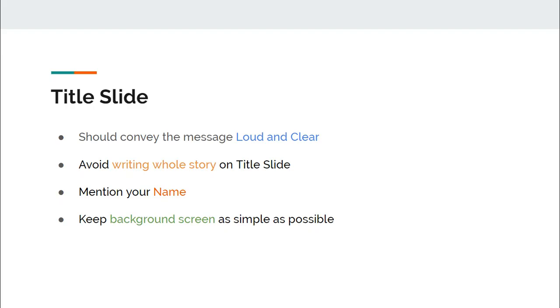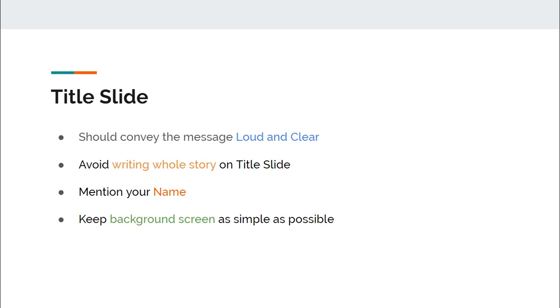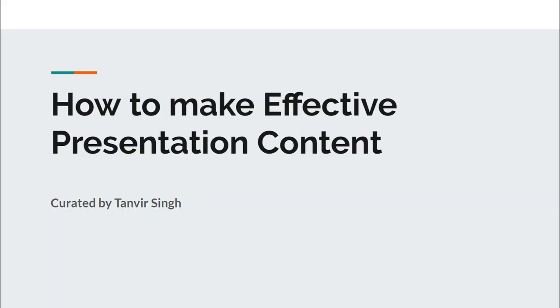The first one is the title slide. It should convey the message loud and clear. You have to avoid writing the whole story on the title slide, which means we are not going to put all the content in it. Just mention the title of our presentation, like I have done: how to make effective presentation content. Write your name on the title slide, and keep the background as simple as possible. Like you can see here, I have kept only a few colors and the whole background is plain. I have not used any fancy items in my title slide.